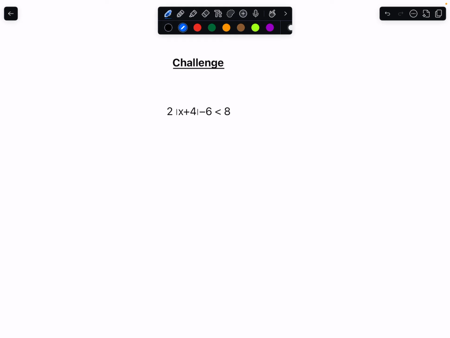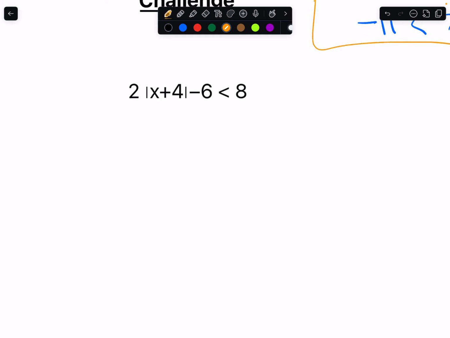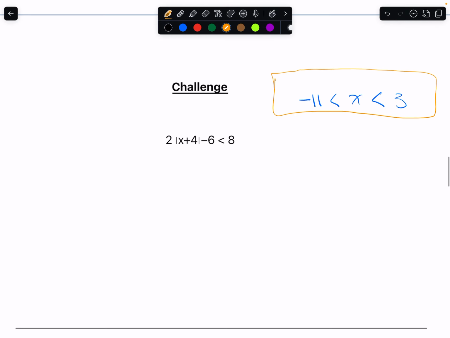Okay, so our answer is negative 11 less than x and 3. This is the answer that we get. Now let's break it down and work on it to see how we got from here to here.